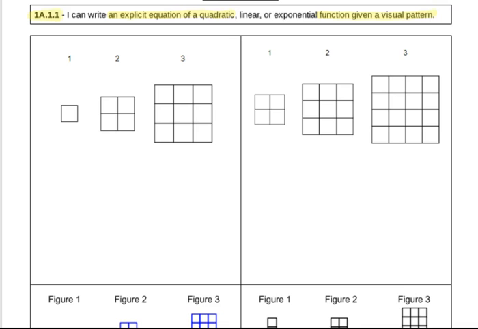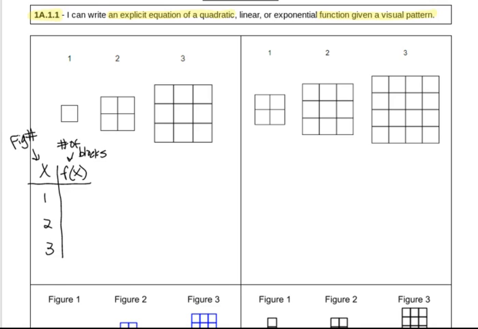So in this first example, I'm going to start by making my table, and I'm going to call it x and f of x. X is going to be my figure number, and f of x is going to be the number of blocks in the figure. So I've got figures 1, 2, and 3.